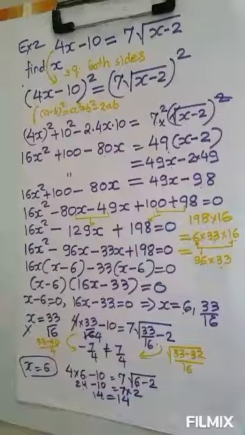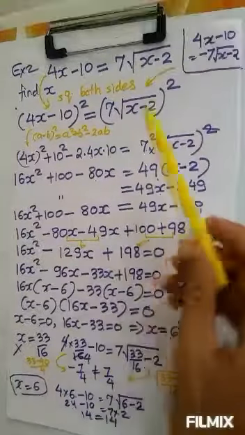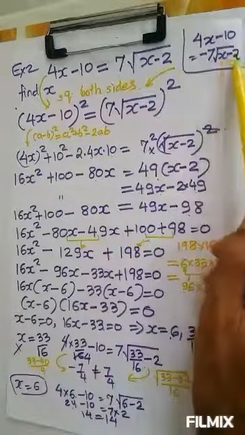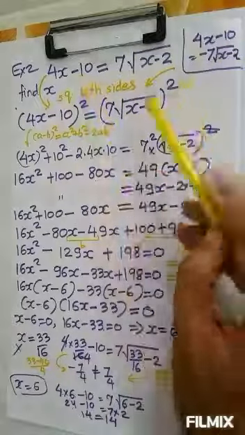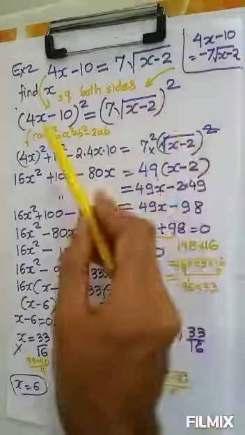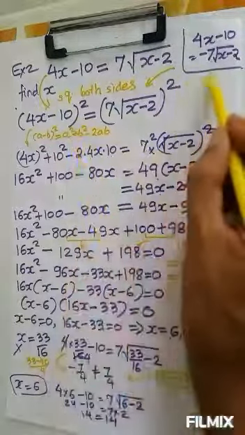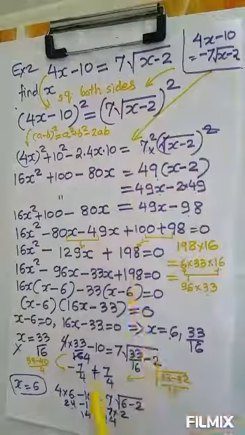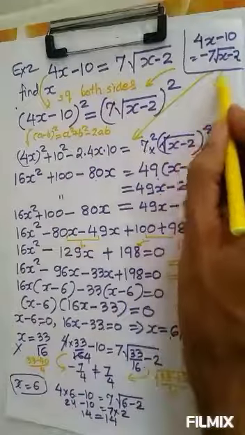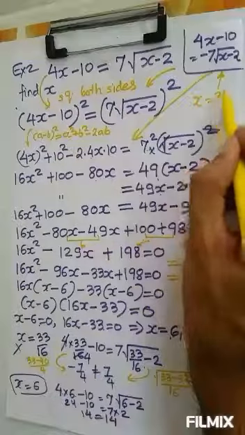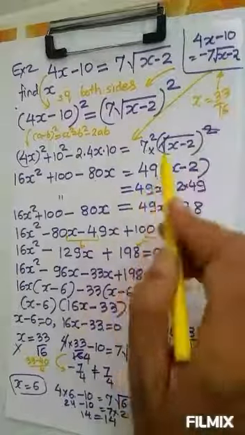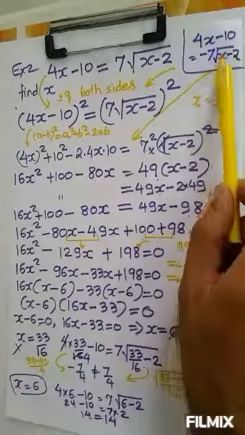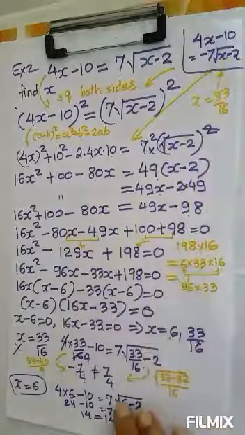So again, let's see how. If you consider another equation, minus 7 root x minus 2, with the left-hand side as it is, and square it again, after squaring we will get the same equation as we got here. So actually x equals 33 by 16, if you observe, is a root of this equation, not of the original. Since we squared it, we got one more root of this other equation, which is what we call an extraneous root.